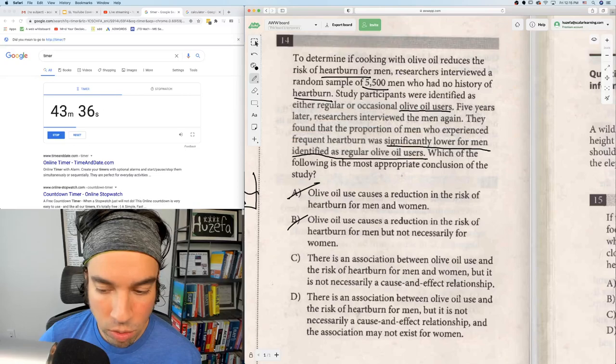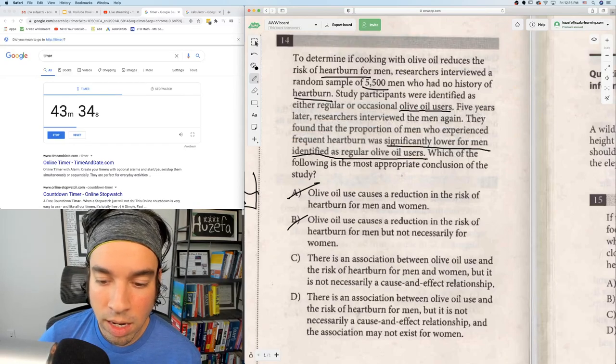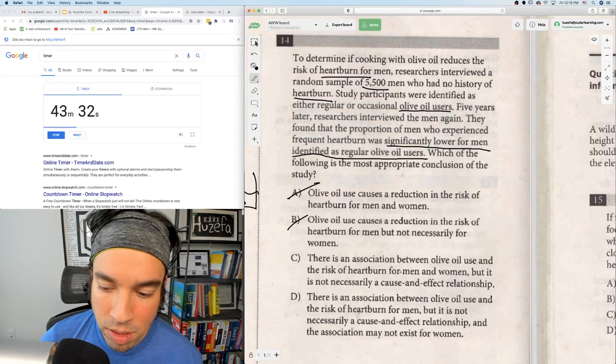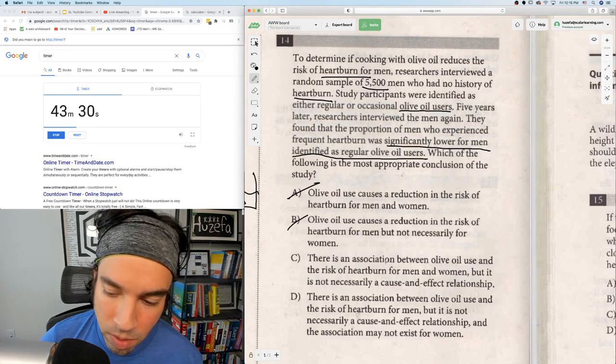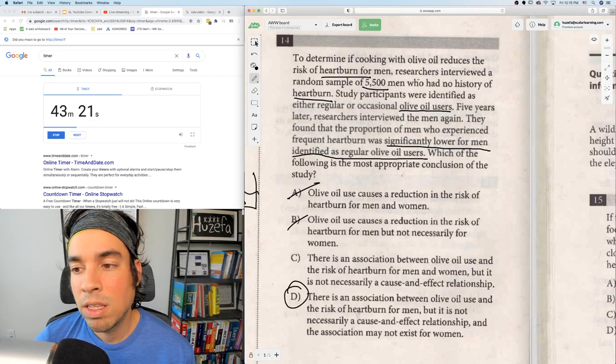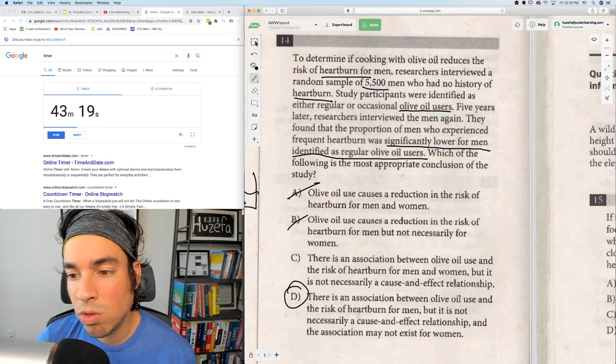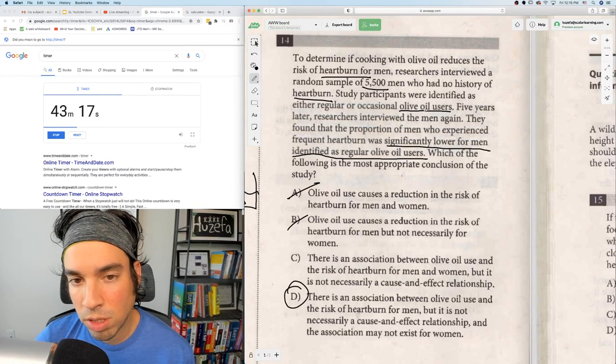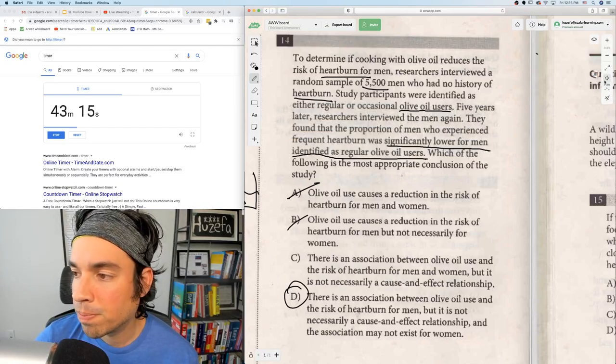There's an association between olive oil use and the risk of heartburn for men and women, but it is not necessarily a cause and effect relation. Okay, hold on. There's an association between olive oil use and the risk of heartburn, and the association may not exist for women. I like this best because they didn't use any women in this study. So to me, that feels the most appropriate. Okay.